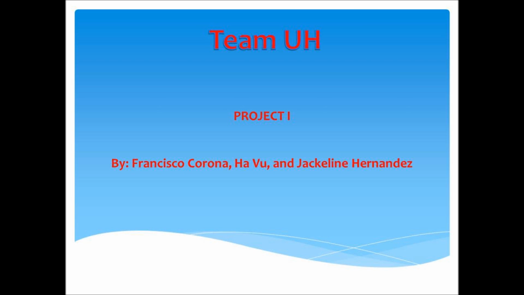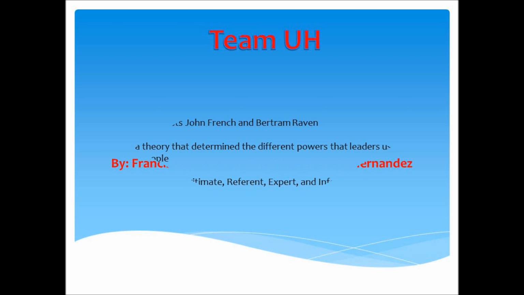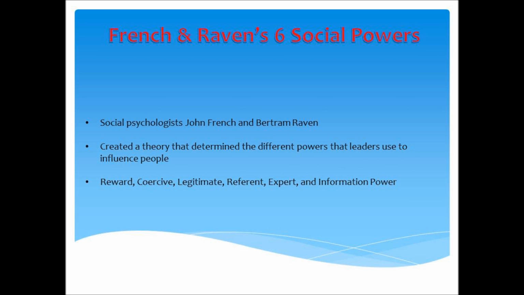In this project, we will be discussing French and Raven's 6 social powers. John French and Bertram Raven are social psychologists that created a theory to determine which social powers within an organization influence people's actions. The 6 powers that we will be discussing today are reward, coercive, legitimate, referent, expert, and information power.